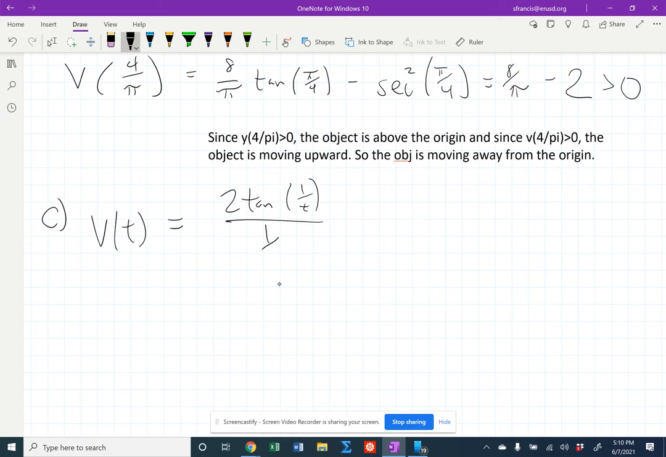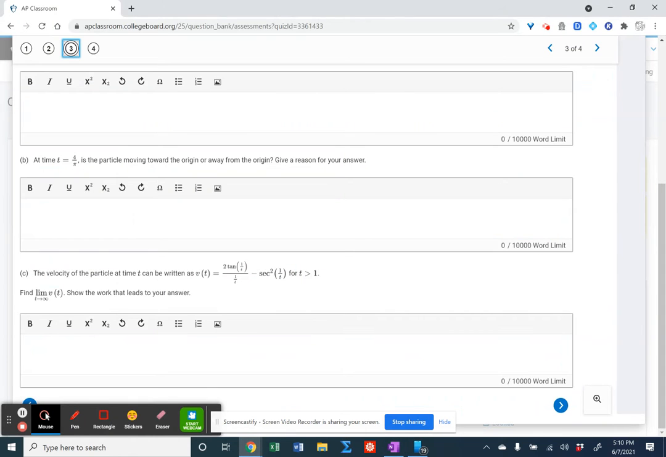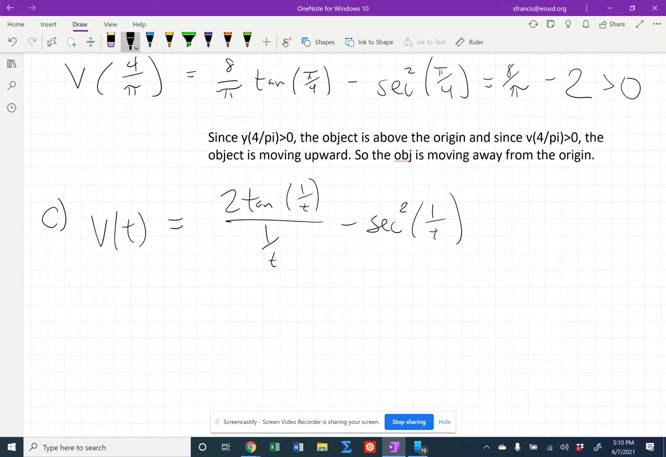It's 1 over t here, minus secant squared of 1 over t. I want you to take the limit as t goes to infinity. Now, the second part is the easy part, believe it or not, and I'll explain that one in a moment. I'm going to focus on the first part.